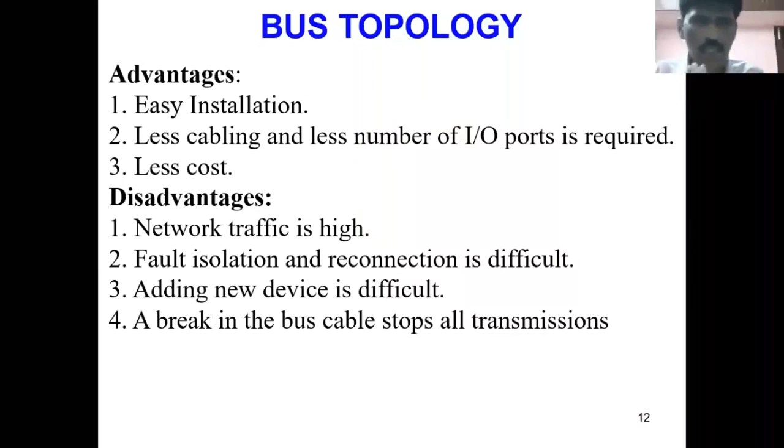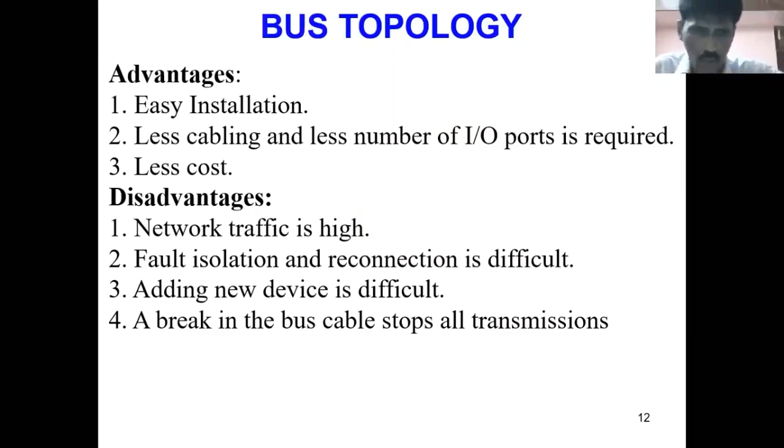As far as the disadvantages of the bus topology are concerned, what are the disadvantages? Relying on one cable, isn't it? There is a long cable in the bus topology acting as a backbone, so the whole network depends on that one cable. That means bus topologies have a single point of failure. If the cable fails, the entire network will go down. So that is a major disadvantage.